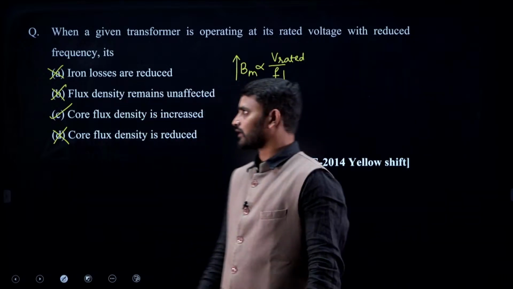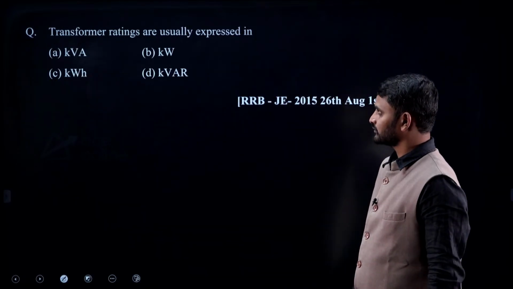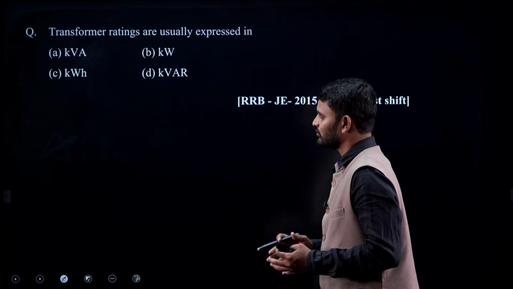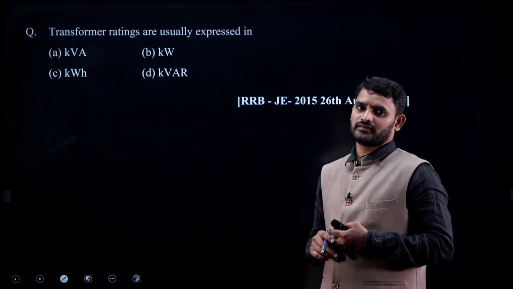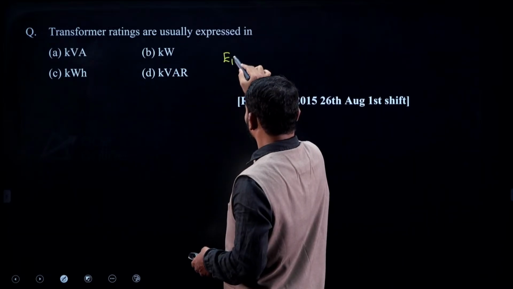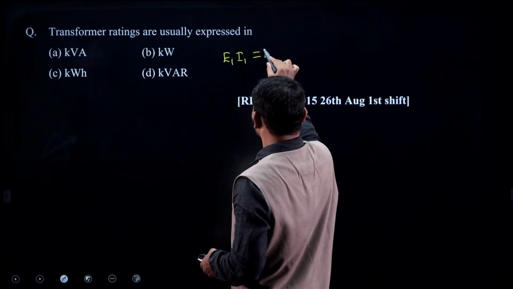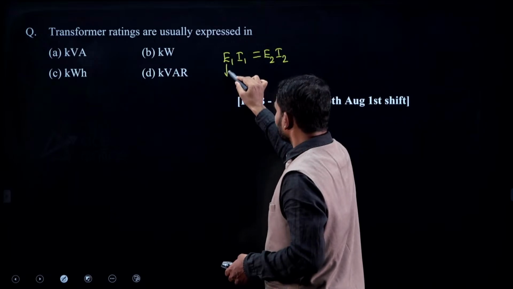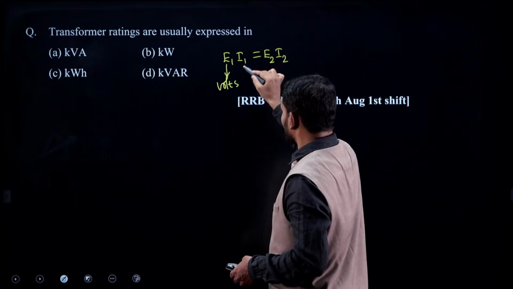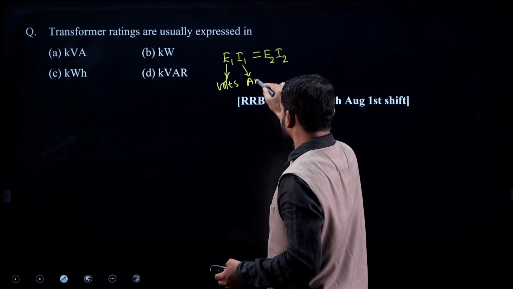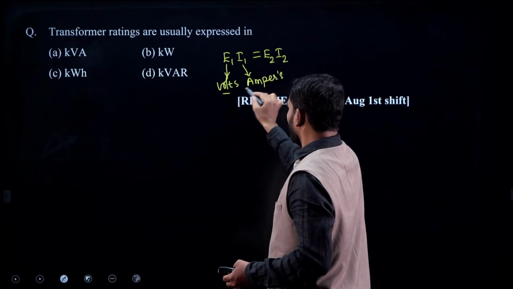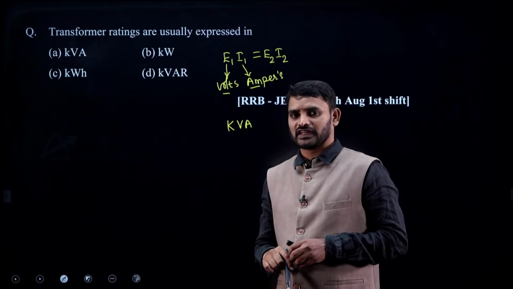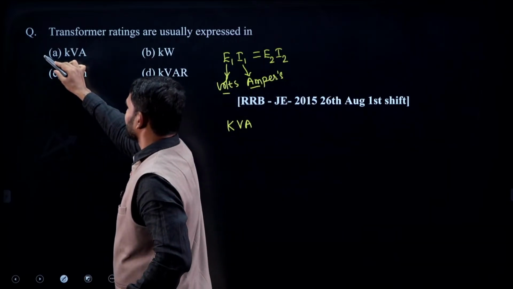Okay. Now look at this one. Transformer ratings are usually expressed in kVA, kilowatt, kilowatt hours, or kVAR? We have seen one formula, E1 I1 equals E2 I2, the power equation, apparent power. E1 units are volts, I1 or current units are amperes. So it is volt amperes, kVA, but not kilowatts or kVAR. So transformer ratings are generally expressed in kVA.